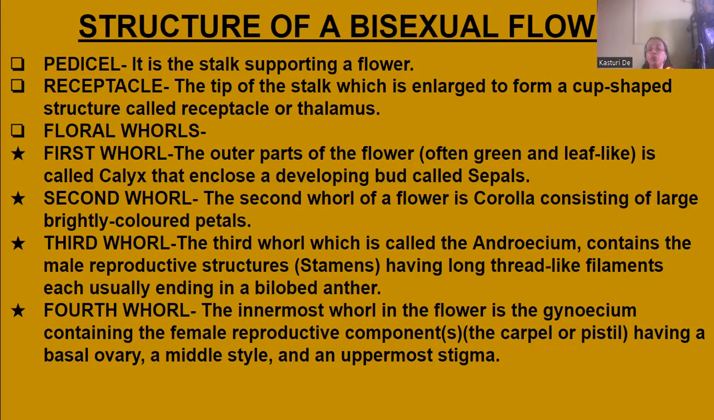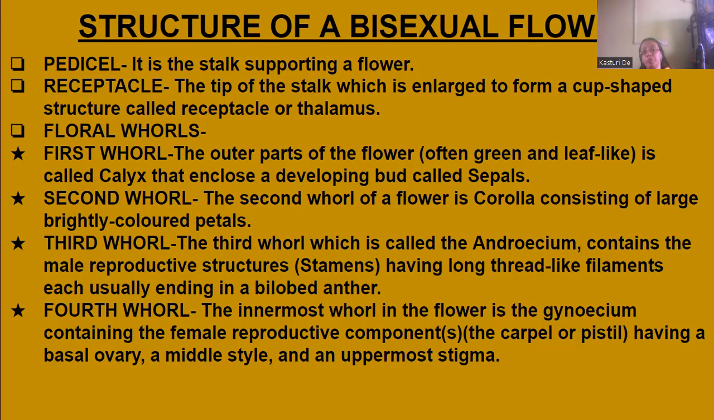First we come to the pedicel, or we can say the flower stalk. This is the stalk which supports the flower, so the flower stalk is known as pedicel. Then comes the receptacle. What is the receptacle? It's the tip of the flower stalk, that is the pedicel, which is enlarged to form a cup-shaped structure. It's a receptacle, or you can say thalamus. Both are the same thing.